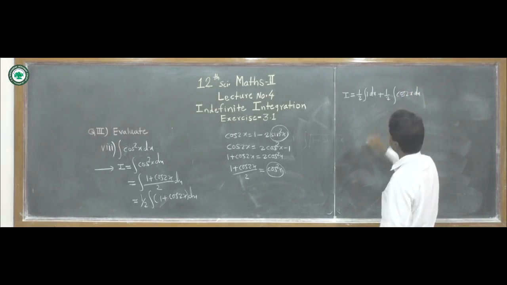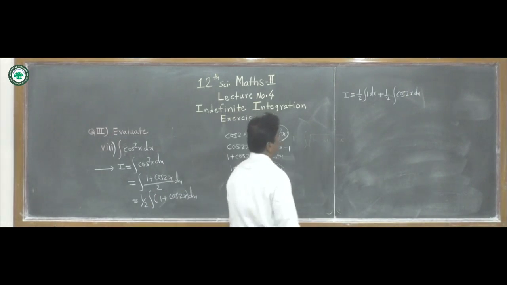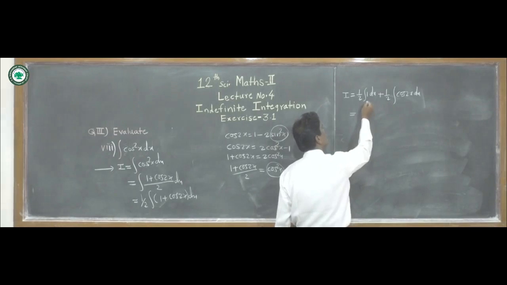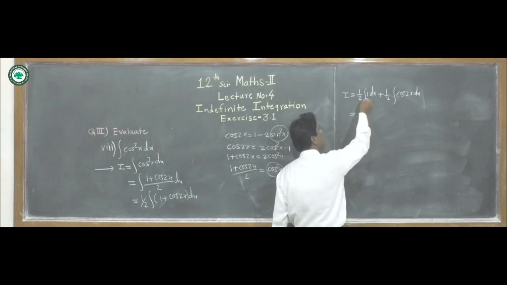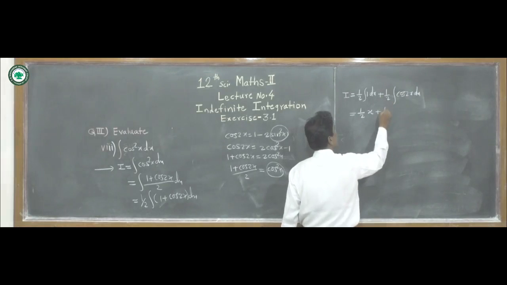We separate the integration with constant 1/2. And now here we know the integration of 1 dx. What is the integration of 1 dx? 1 is the derivative of x. Therefore, the integration of 1 is x. So it is 1/2 into x plus this 1/2 as it is.